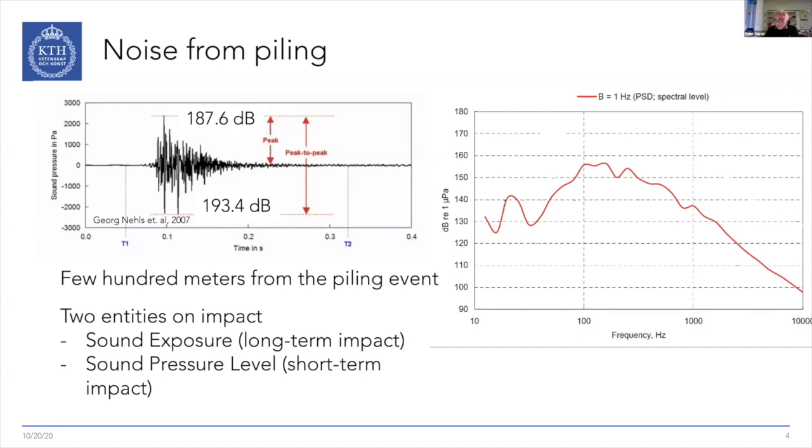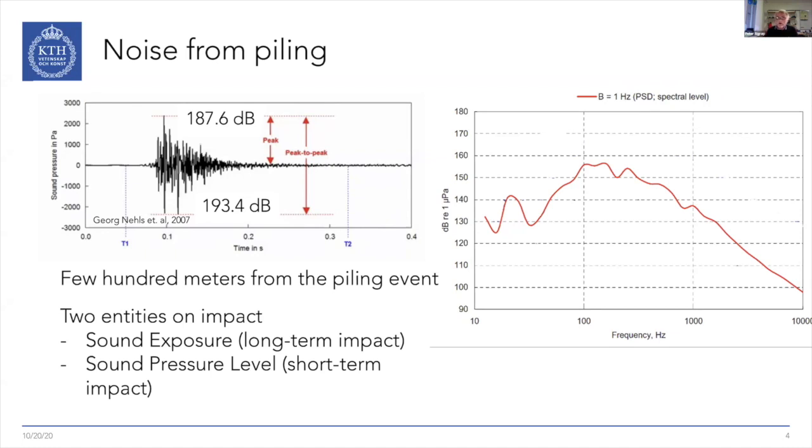But things are more complicated than that, and that's what I want to show on the right side here. You cannot just look at the maximum levels. You also have to look at the spectrum from the piles. What I'm showing there is the spectrum of one pile pulse, and the energy can be found from a few hertz up to some 1,000, 2,000 hertz.